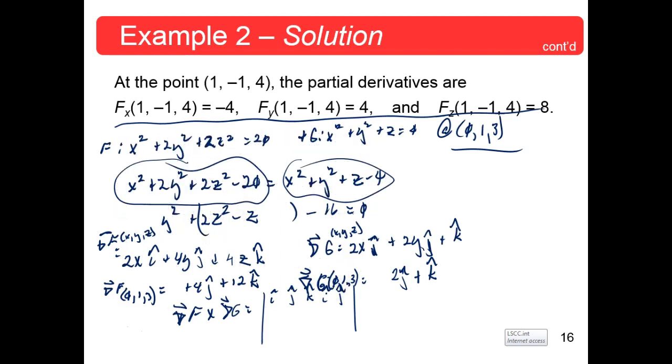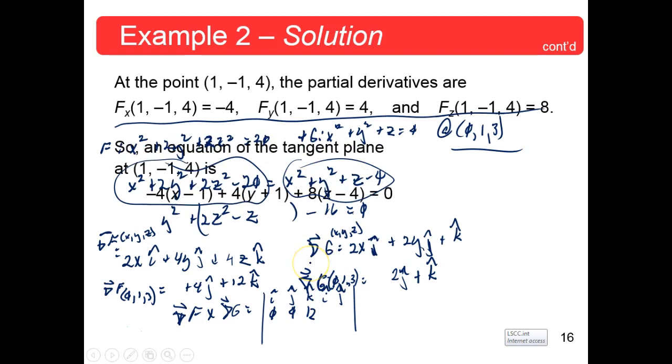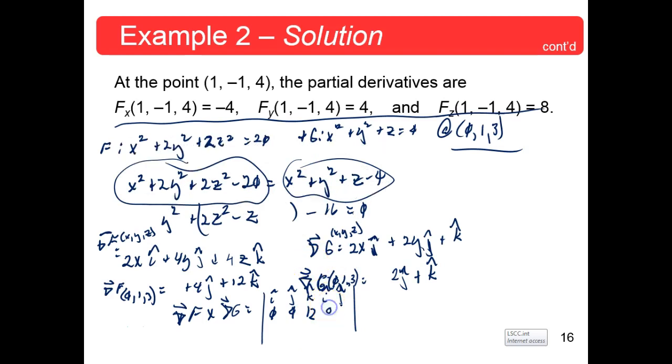Now, let's do the i, j, and k components here. For f, it's 0, 4, and 12. And for, repeat the first two again, 0 and 4. And then for the g, we'll do 0, 2, 1, 0, 2.